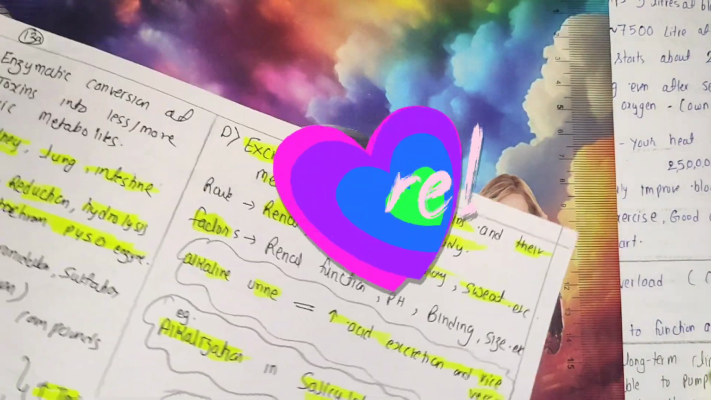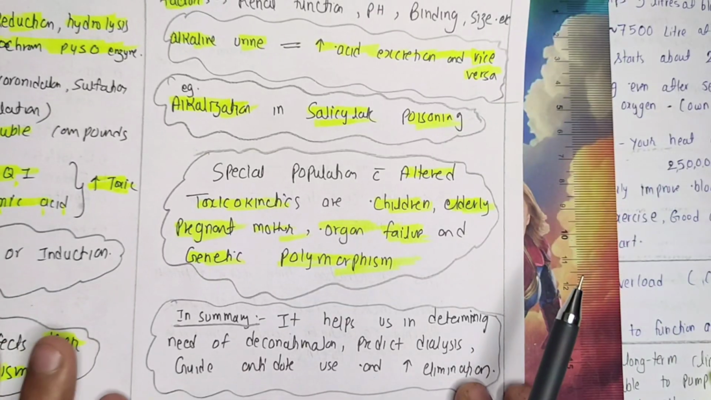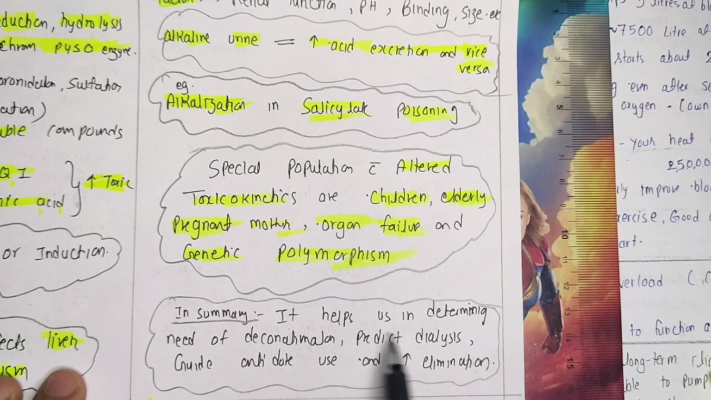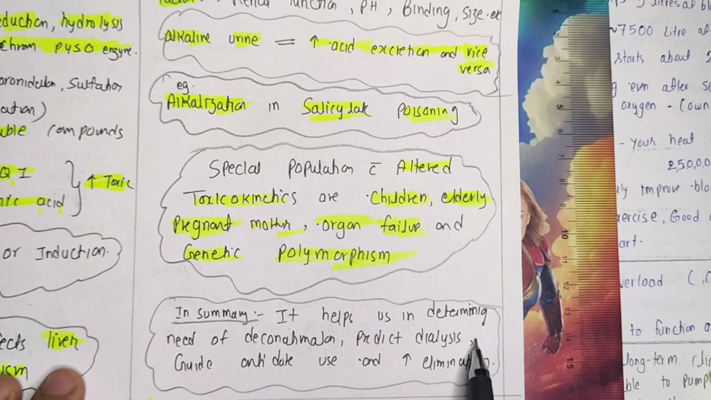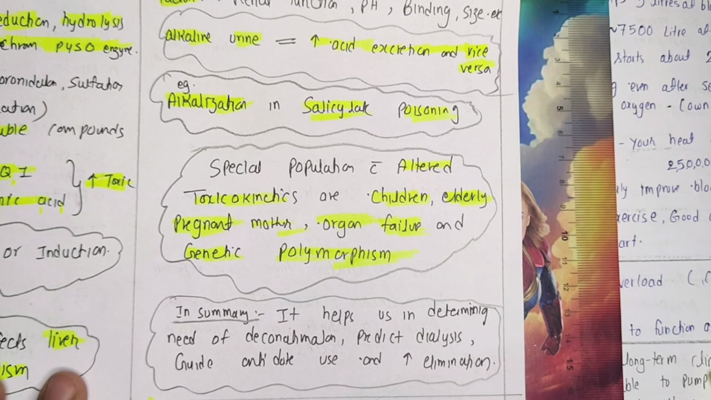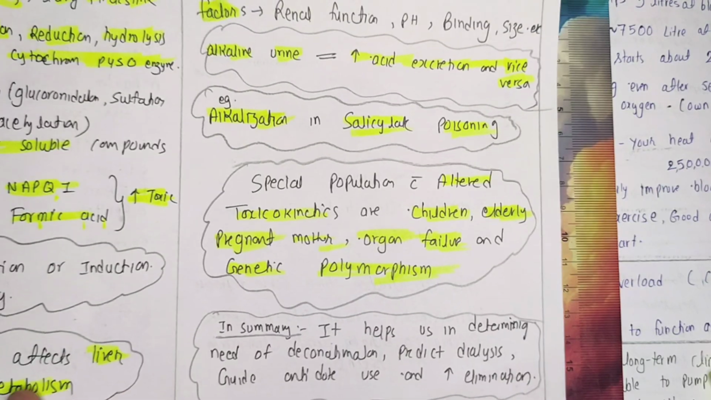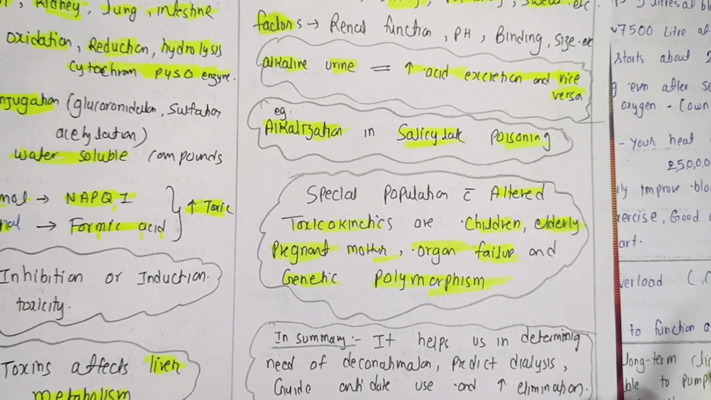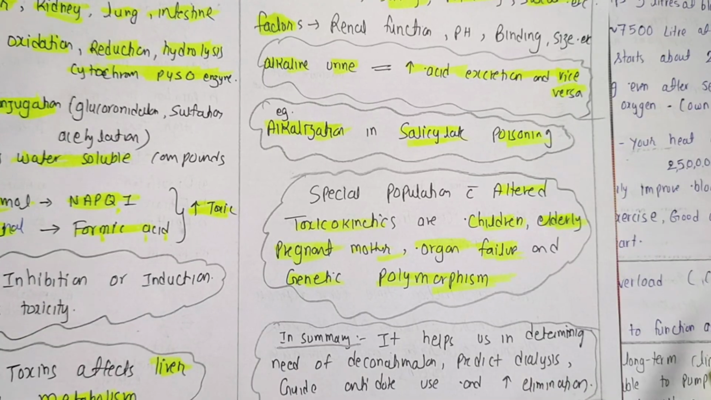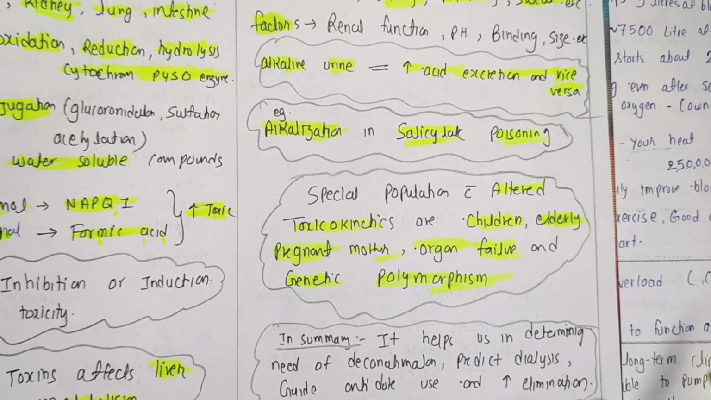Now again I will just recall why we are discussing this much about toxicokinetics, because it helps us in determining the need of decontamination, predict the use of extracorporeal techniques like dialysis, and largely guide us in the administration of antidotes and whether the elimination can be improved or not, so that we will be able to decontaminate our body or reduce the concentration of these poison substances in our body, so that the survivability of the poisoned patients will be high. So that is all about toxicokinetics.